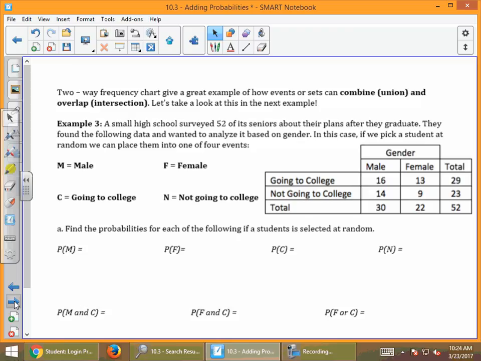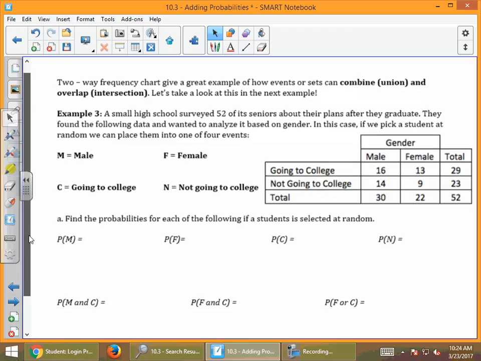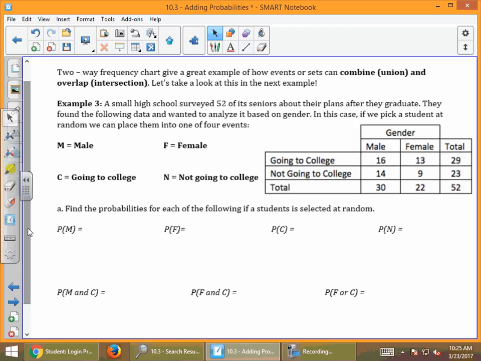Well, how many kids did we analyze? How many seniors were there? 52. It says total, 52. We can see the breakdown, whether they're male or female, going to college or not. Well, let's find the probability, just like you guys did a little bit ago. So, probability of M, look at my chart, of male. Well, how many males are in this school? How many senior males are there?